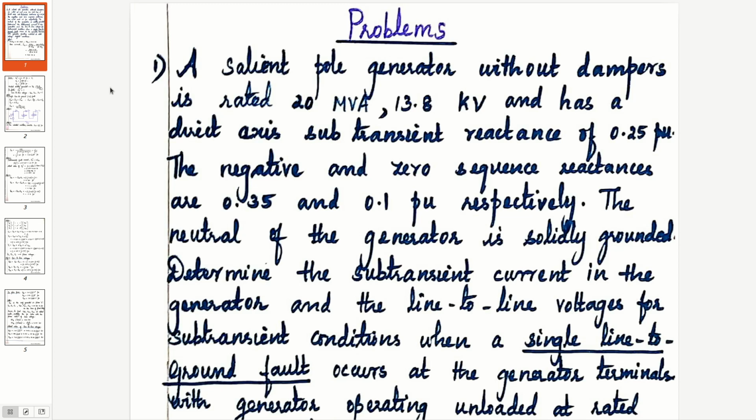In today's class, we will start with the problems in unsymmetrical fault analysis. Problem 1 on single line to ground fault without fault impedance. So I'll read out the question.